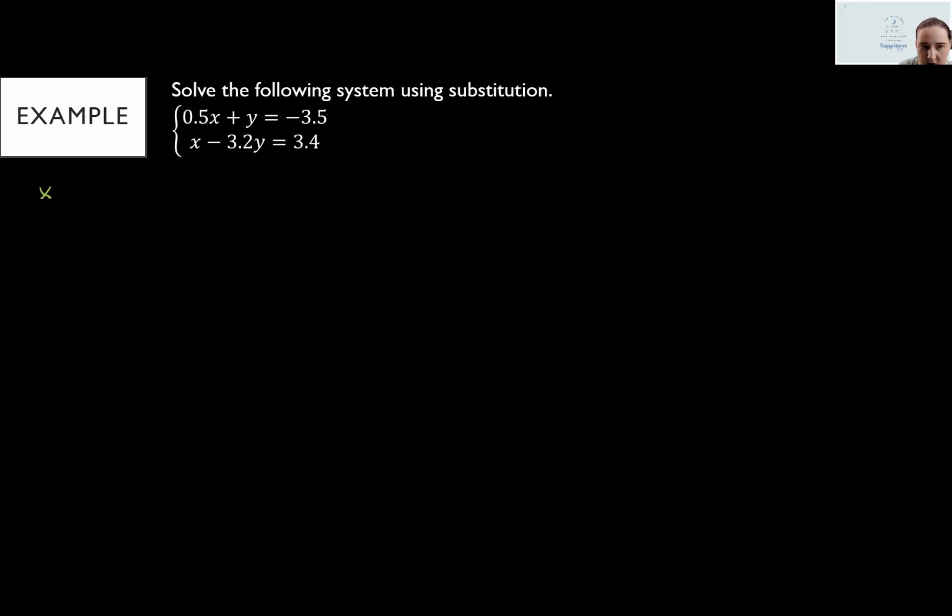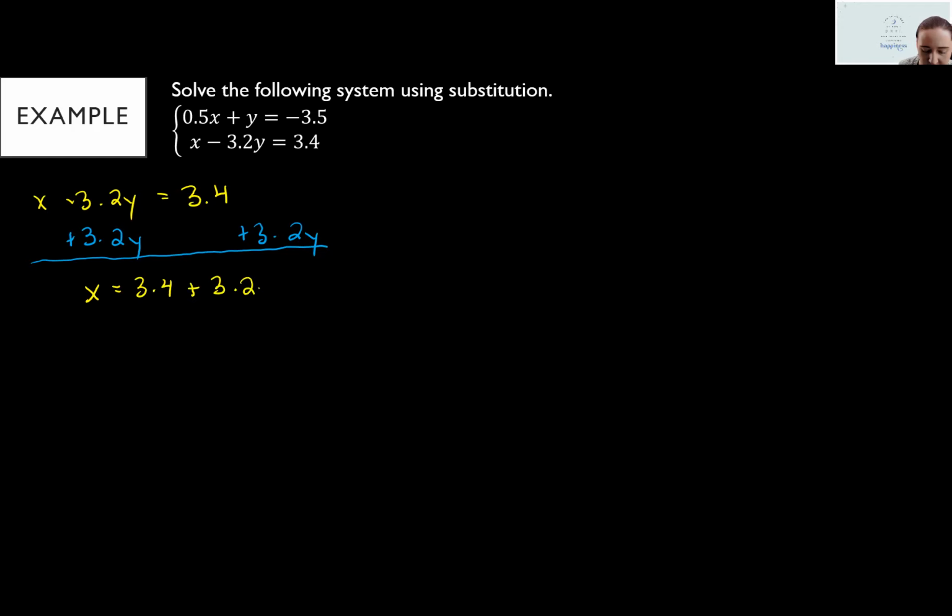So the second equation, I want to be consistent with my colors here. We have x minus 3.2y equals 3.4. So I'm going to solve this for x, which means I'm going to add 3.2y to both sides. If you wanted, you could solve this for y, but then you're going to be dividing by a decimal, and I would not do that. So we get x equals 3.4 plus 3.2y.